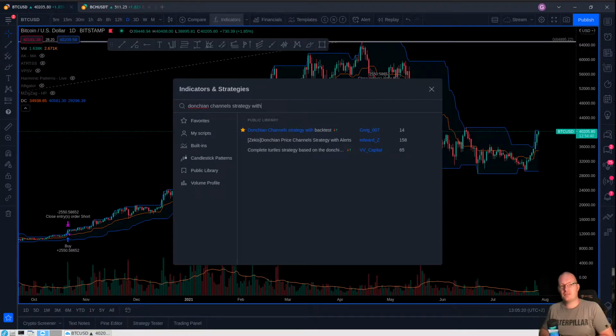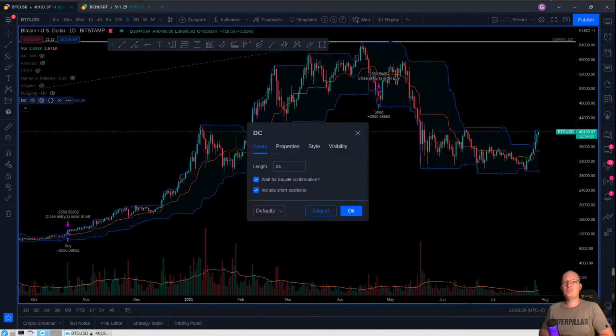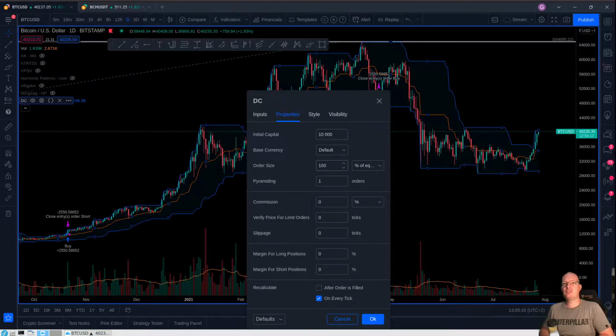I've published my script on TradingView. So in the indicators, if you search for Donchian Channel strategy with backtest, published by Greg_007, that's me. You add it to your chart. And then you will see by default the length would be 20. And then in properties, you will see that the order size is 10.